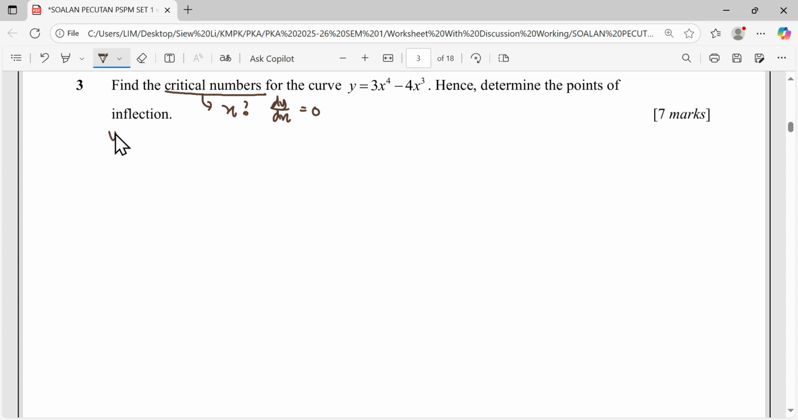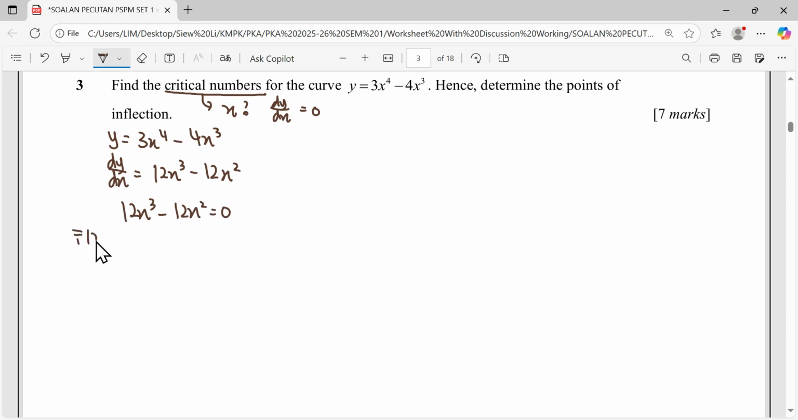So from our curve y equals 3x to the power of 4 minus 4x to the power of 3, firstly you find the gradient of the tangent, dy/dx. Power moves to the front, power minus 1. To get the critical numbers, we let dy/dx equal 0. We can see our equation has a similar multiplier, so we simplify by dividing by 12: x cubed minus x squared equals 0.